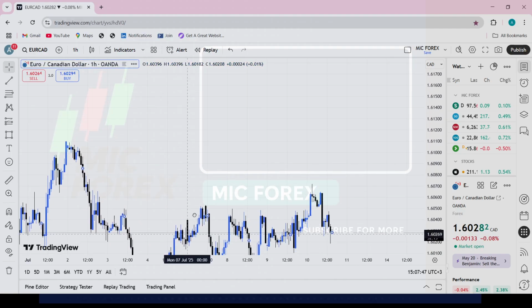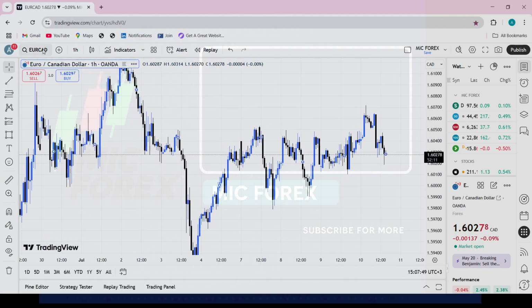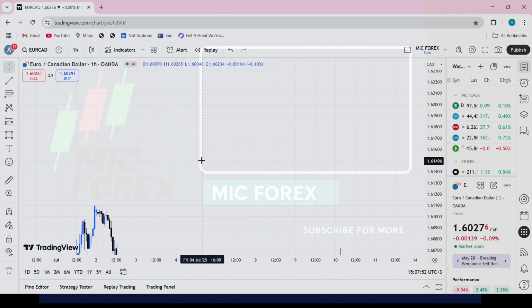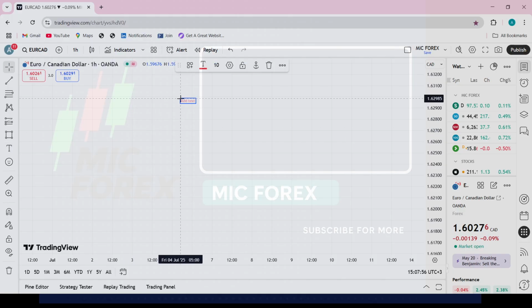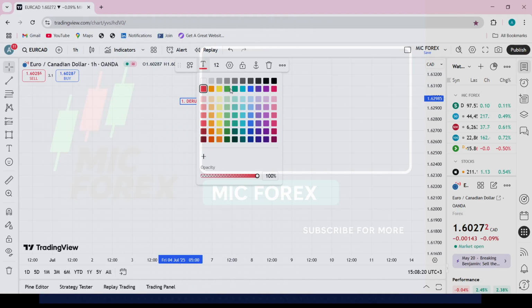So this is Euro CAD, but I'm just going to move the chart away first so that we can have our class here. I want us to talk about derivation of market structure. Some people call it market trend. It's simply the same.